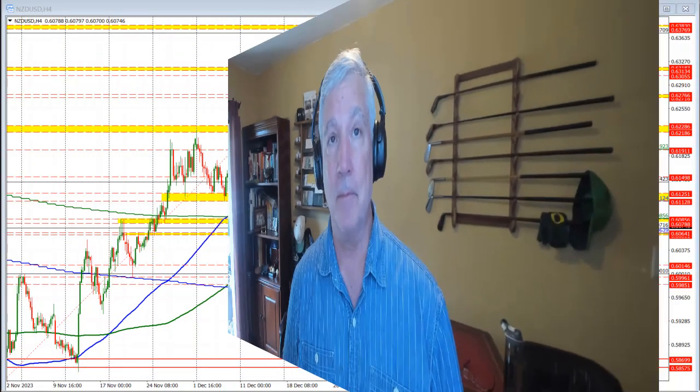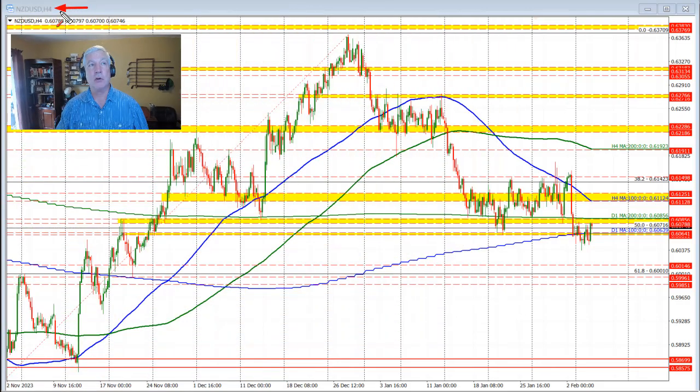That data is going to have implications for the New Zealand versus US dollar. And I thought I'd take a look at the technicals that are driving this currency pair. And we're kind of right near a very neutral level. So let's get started. All right, this is the 4-hour chart of the New Zealand versus US dollar. And the price action this week has been up and down.